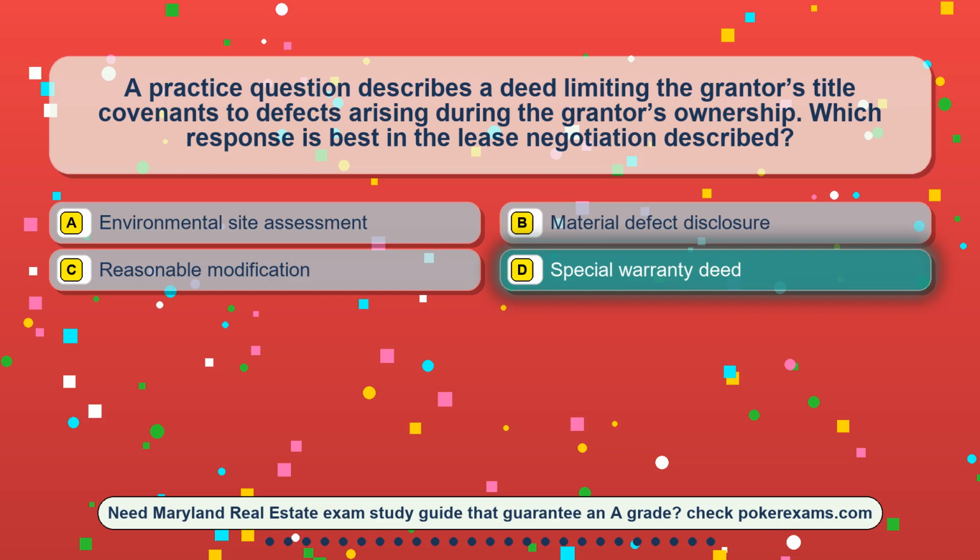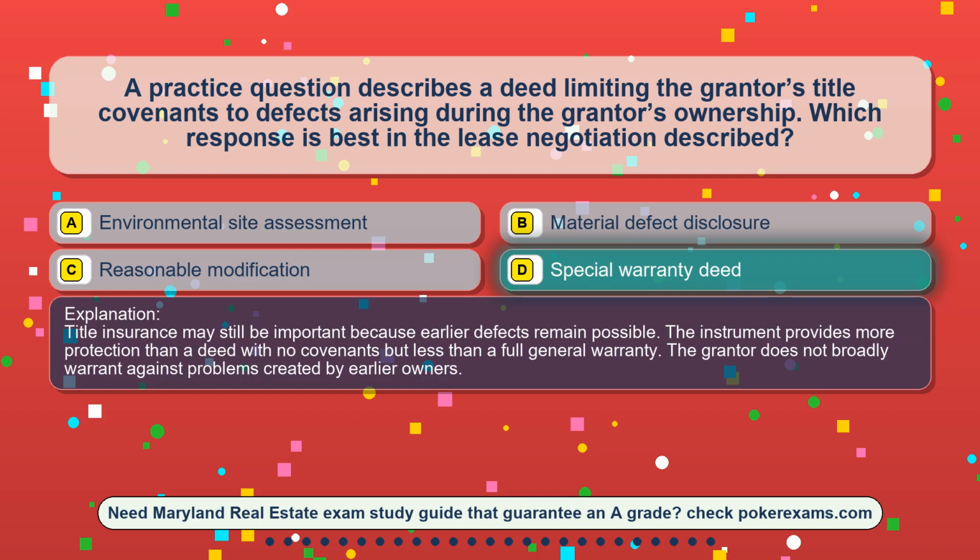The correct answer is option D, special warranty deed. Title insurance may still be important because earlier defects remain possible. The instrument provides more protection than a deed with no covenants but less than a full general warranty. The grantor does not broadly warrant against problems created by earlier owners.